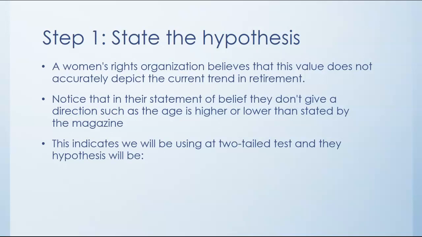So anytime we do that, where we don't talk about a direction, that automatically gears us towards a two-tailed test. And so our null hypothesis is going to be that mu is equal to 61. Remember, 61 was the age that the magazine reported for retirement. That's going to be our population mean. And then our alternative would be that mu does not equal that 61 years of age of retirement. So that's what we're trying to determine, if there is a difference.